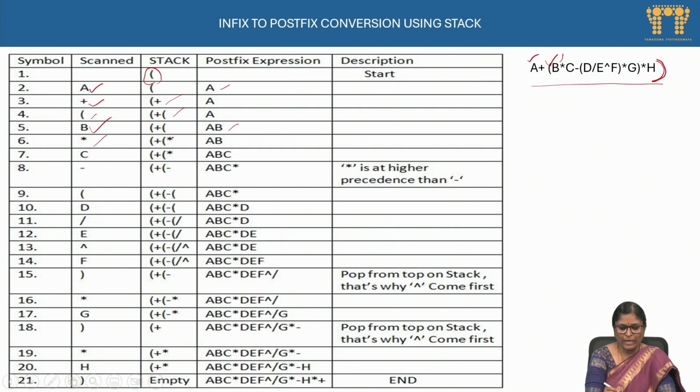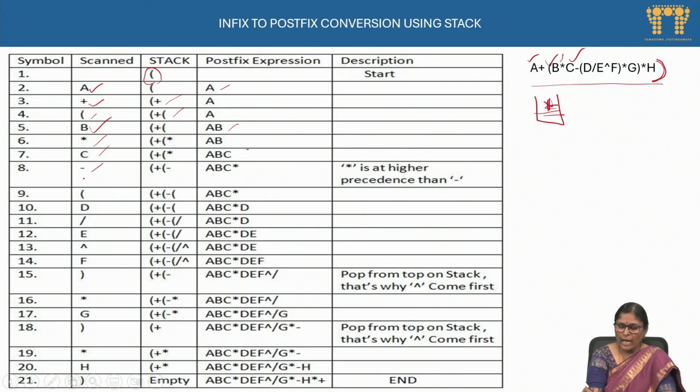So multiplication. Now next is C, an operand. Operand is encountered, means add it to the postfix expression. Next, see here, on the top of the stack, you have already the multiplication, right? On the top of the stack, you have a multiplication symbol. And the symbol scanned is minus.